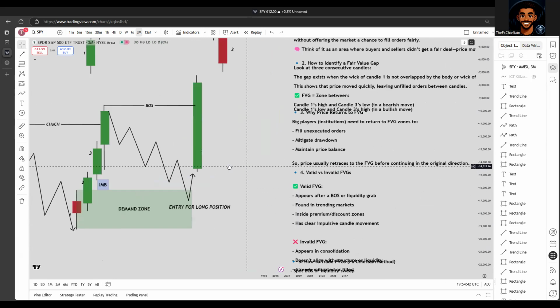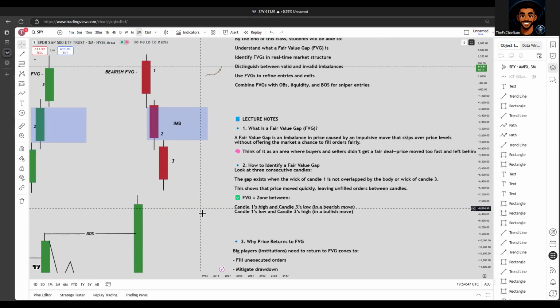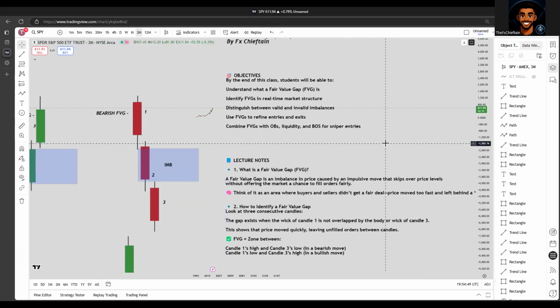Okay. Now let's go back and read everything we've studied so far. We said our objective is that at the end of the class, students are able to understand what a fair value gap is. A fair value gap is an imbalance in price caused by an impulsive move that skips over price levels without offering the market a chance to fill orders fairly. We're going to be able to identify fair value gaps in real-time markets.